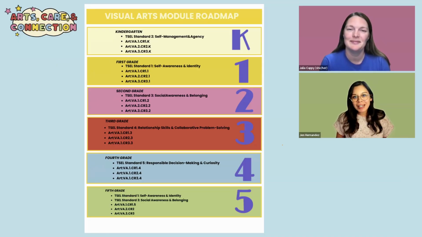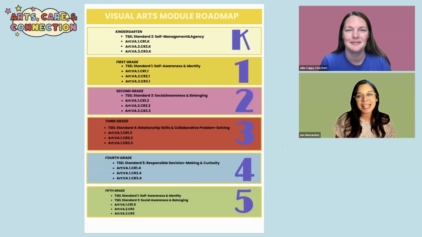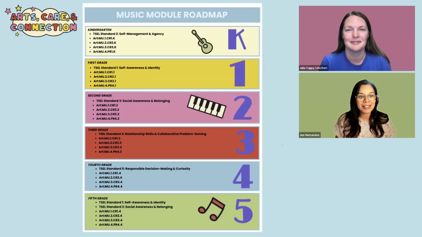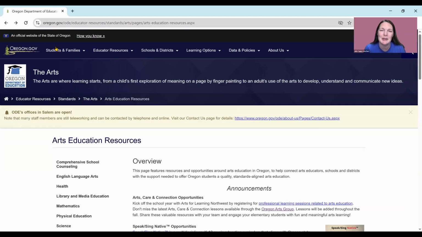The modules are organized by art discipline, including visual arts, theater, dance, and music, and then are organized again by grade level, associated with a specific transformative social emotional learning standard, and then broken out into state-aligned art standards. Let's dig into the curriculum.